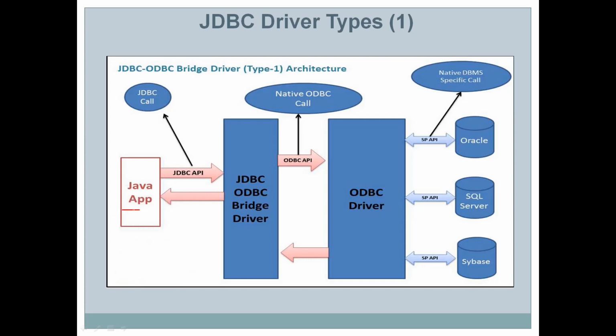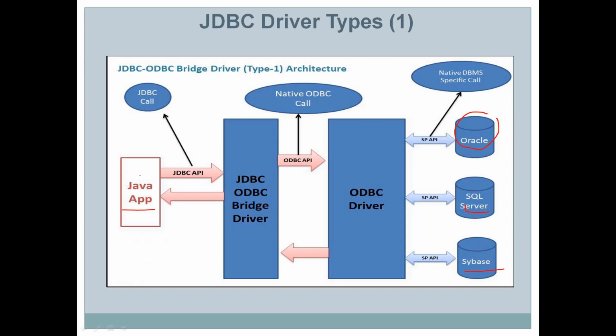The Java application here wants to communicate with the database. The database can be an Oracle database, SQL Server, or C-based database, any database. Now if you look at the intermediate entities which are available here, we have the JDBC ODBC driver, then the ODBC driver. So how does this communication happen?